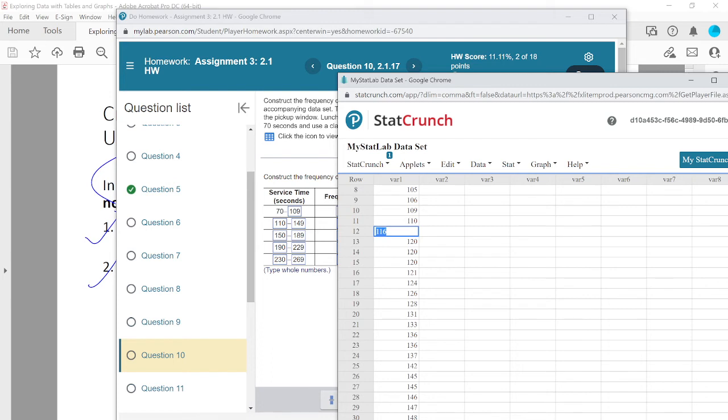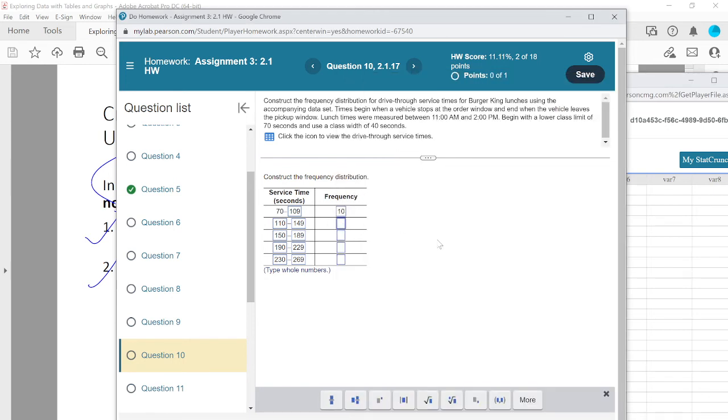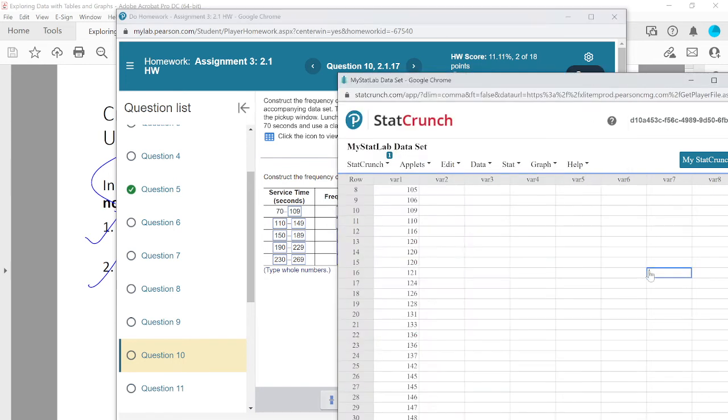One more time. 1, 2, 3, 4, 5, 6, 7, 8, 9, 10, 11, 12, 13, 14, 15, 16, 17, 18, 19, 20, 21. So from 110 to 149, there are 21 data. Now you keep going like that.